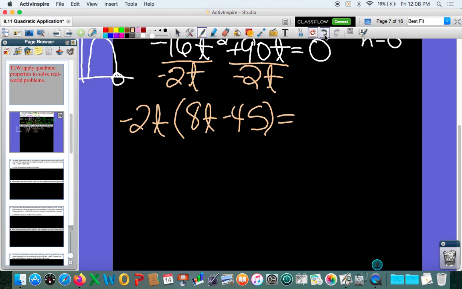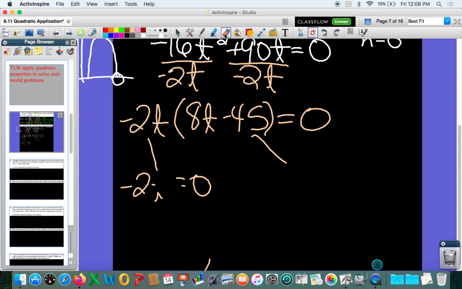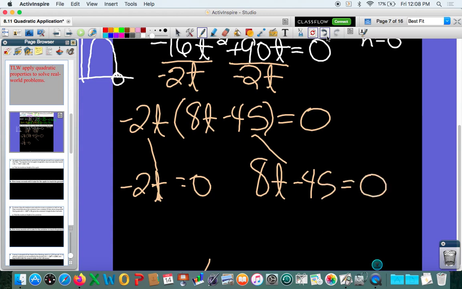Now, it's equal to 0. This part seems to really trip everybody up, but I'm actually going to pull these two down and set them equal to 0. So I've got negative 2t equals 0. Ignore that weird little mark. I've got 8t minus 45 equals 0. So I'm going to basically take both of these. It's like my factors. They're both my factors. I'm going to set them equal to 0. Now 2t does not equal 0, so there's no solution for that one.